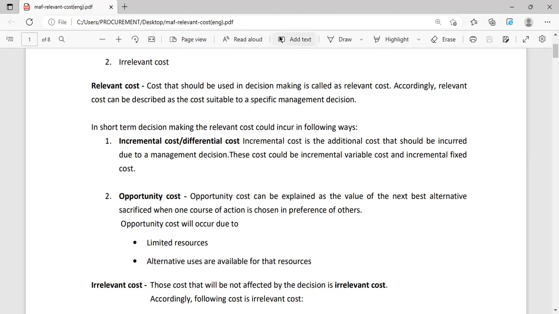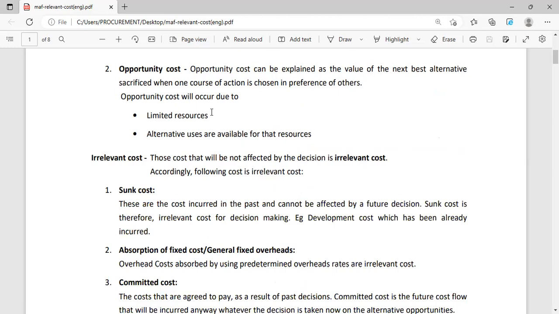We also look at opportunity cost. The opportunity cost can be explained as the value of the next best alternative sacrificed when one course of action is chosen in preference to others. Which we have also discussed, we have limited resources and we also have alternative uses available for that resource.